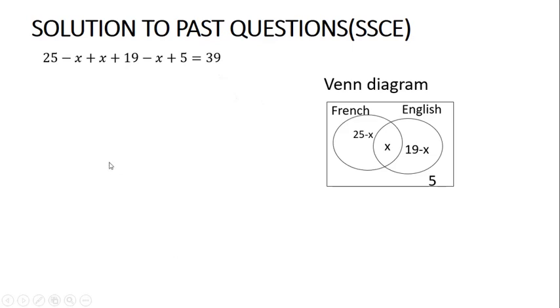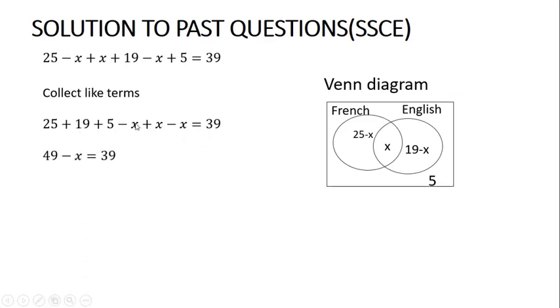So from here, we need to collect like terms. If we do that, we have 25 plus 19 plus 5 minus x plus x minus x equals 39. So if you do this, it will give you 49 minus x, because minus x plus x will cancel out, so you'll be left with minus x. So we have 49 minus x equals 39. Now when we collect like terms further, 39 crosses over, it becomes negative. This comes over, it becomes positive. So we have 49 minus 39 equals x, so x equals 10.